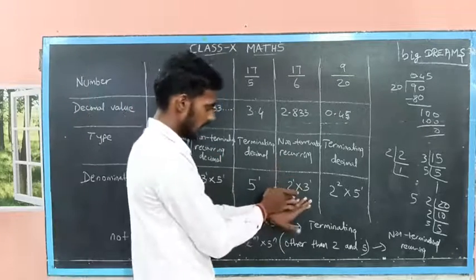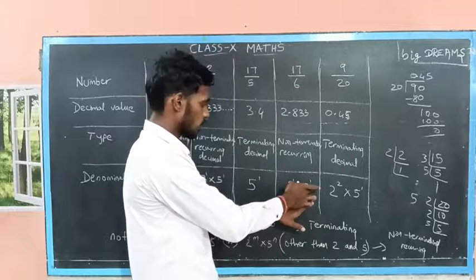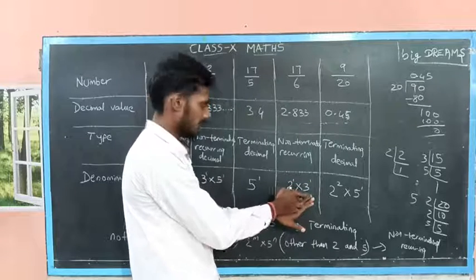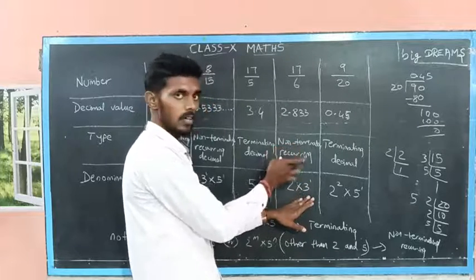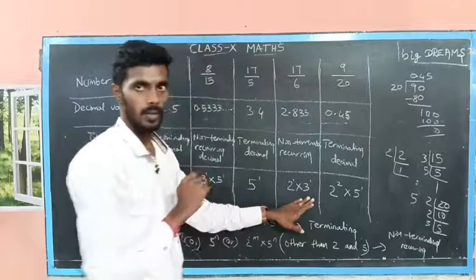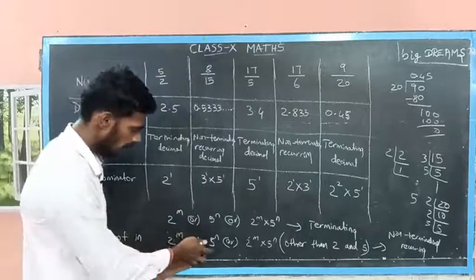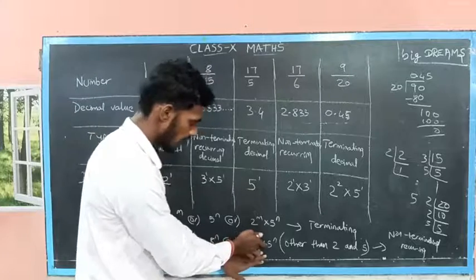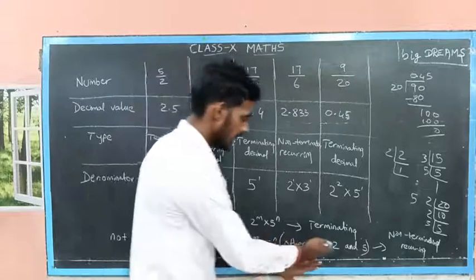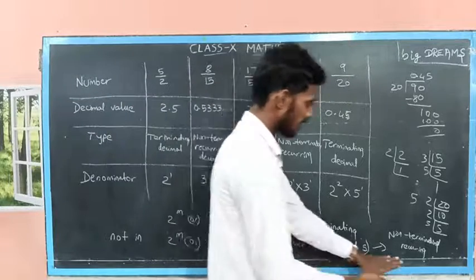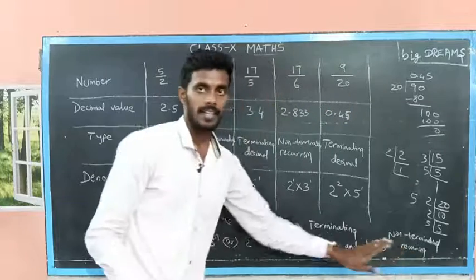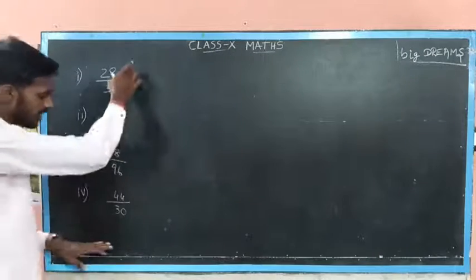Then see this, here 3 is present. So factors other than 2 and 5 are present here, so it is a non-terminating recurring decimal. So I can conclude that if it is not in the form 2 power m or 5 power n or 2 power m into 5 power n, or has factors other than 2 and 5, then it will be a non-terminating recurring decimal.